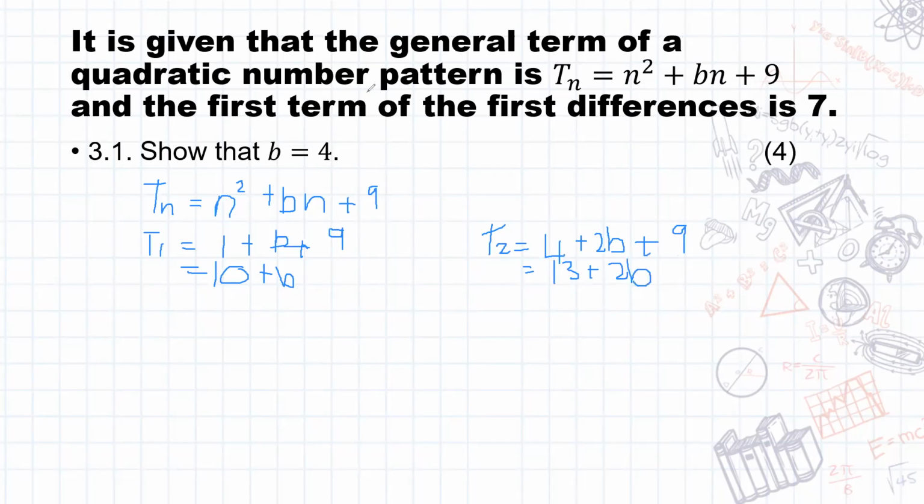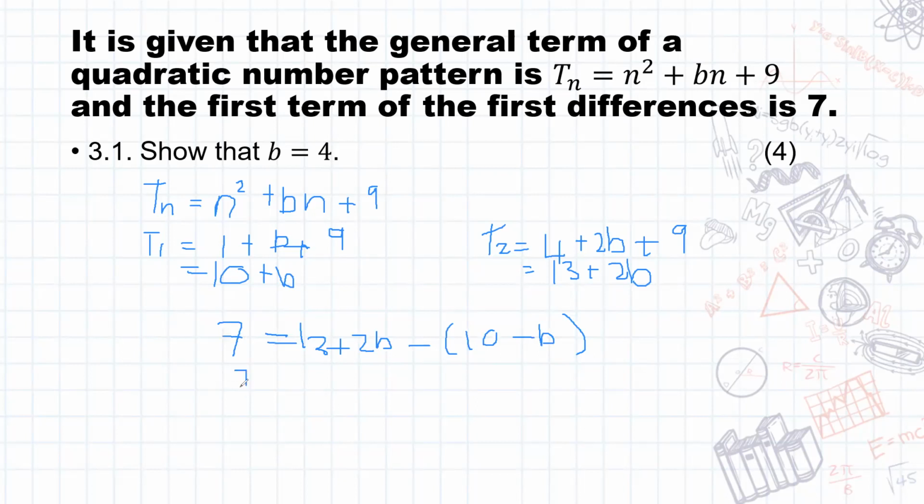Now we want the first term of the first difference. In other words, we're just going to subtract these two from each other. That will give us the first term of the first difference. So we're going to say 13 plus 2b minus 10 minus b is equal to, and they've given us 7, so we're going to put 7 there.